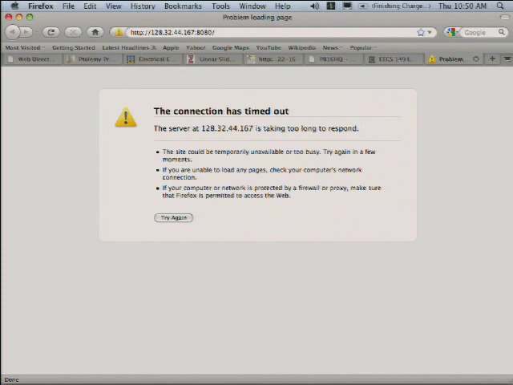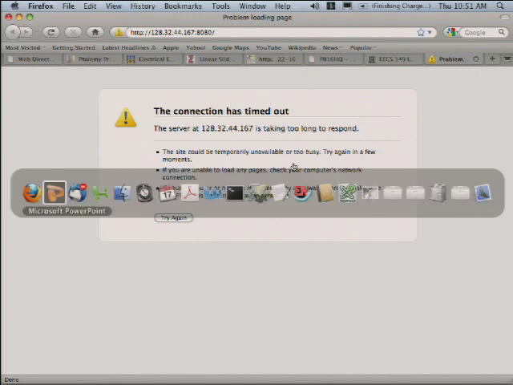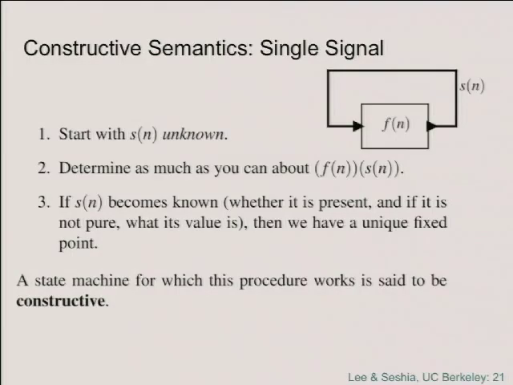In this sense, just because they're state machines. Okay, as a consequence, let me show you how this works. So let's go through this example, an example that is constructive. We start with the feedback signal unknown, okay?